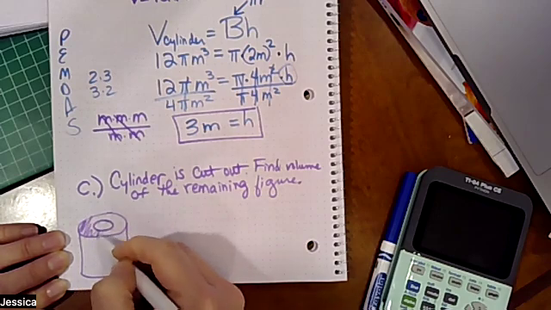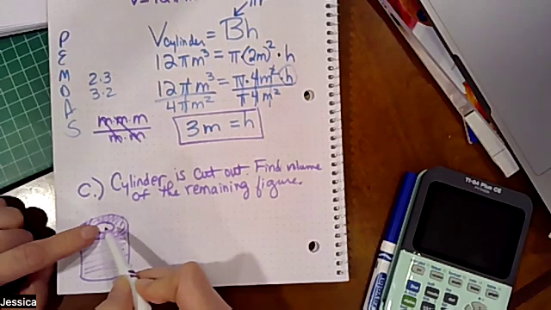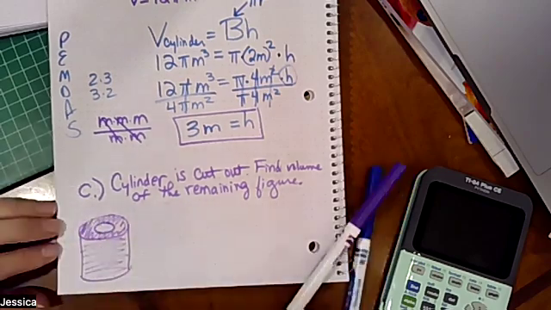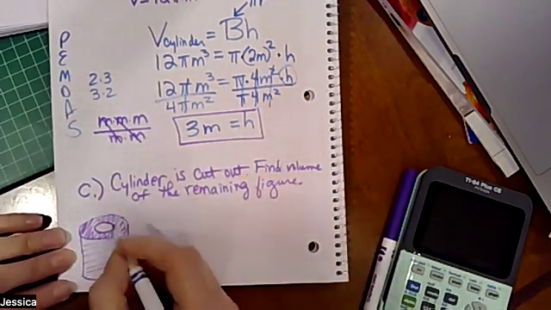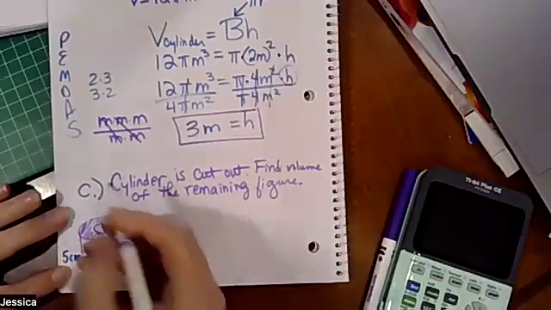So this is all still solid, but this part has been hollowed out, okay? And we've got to find the volume of basically what's left. So here's some measurements that are going to help us. The height is 5 centimeters.